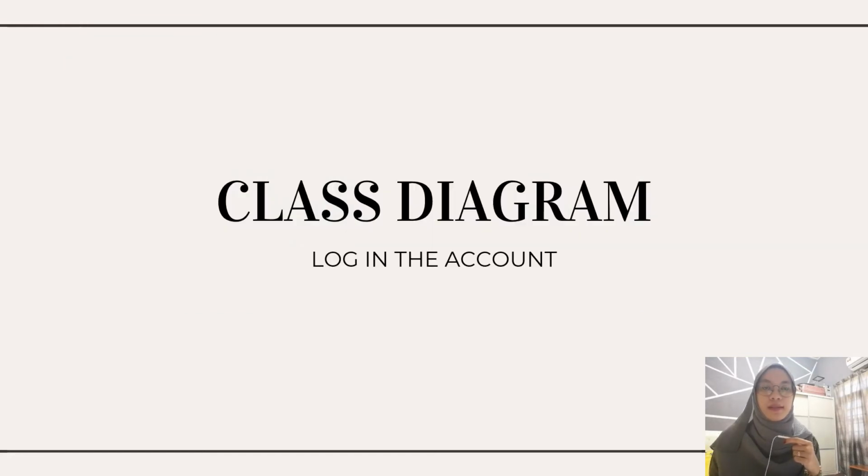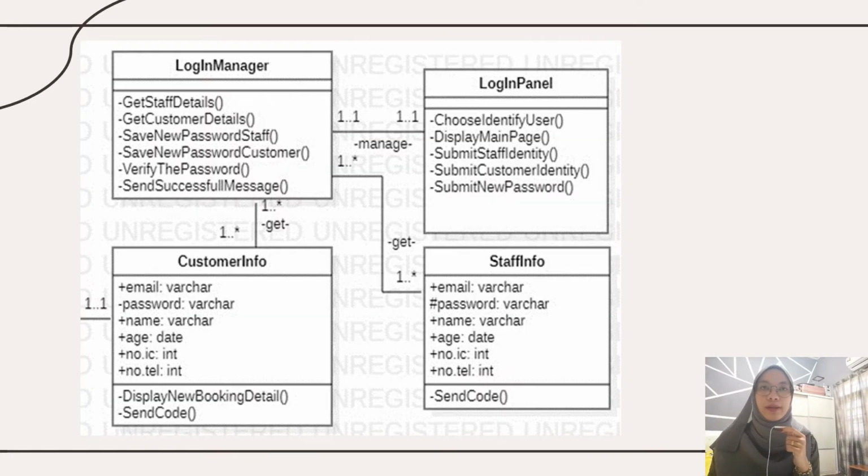Secondly, the class diagram for login the account. For login the account, the boundary is login panel, with operations choose identify users, display main page, submit staff identity, submit customer identity, and submit new password.